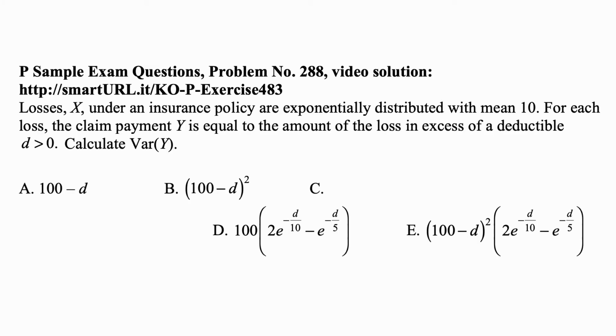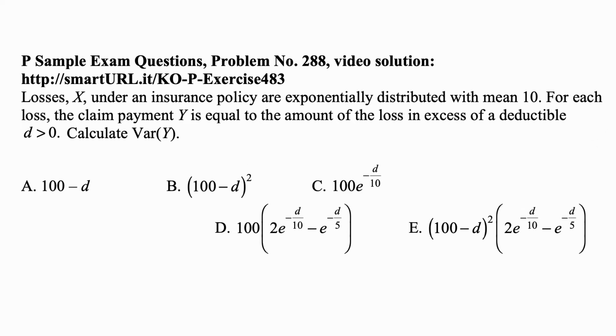Here's the problem for today. For exam P on probability, losses X under an insurance policy are exponentially distributed with mean 10. For each loss, the claim payment Y is equal to the amount of the loss in excess of a deductible D greater than 0. Calculate the variance of Y. And there are 5 answer choices. For a moment, I didn't have answer choice C there. My apologies. But these are the 5 answer choices that we have here.